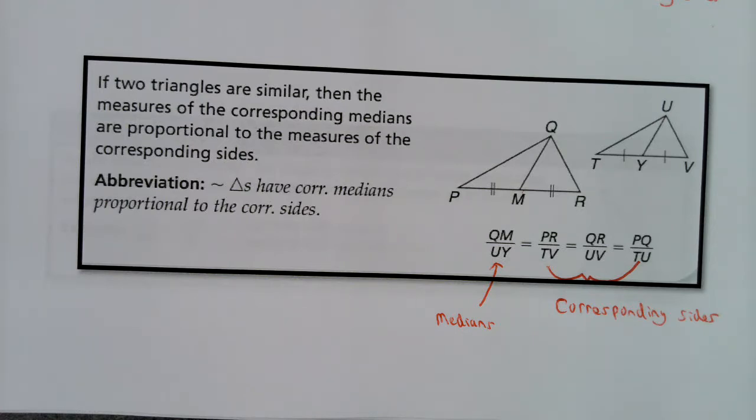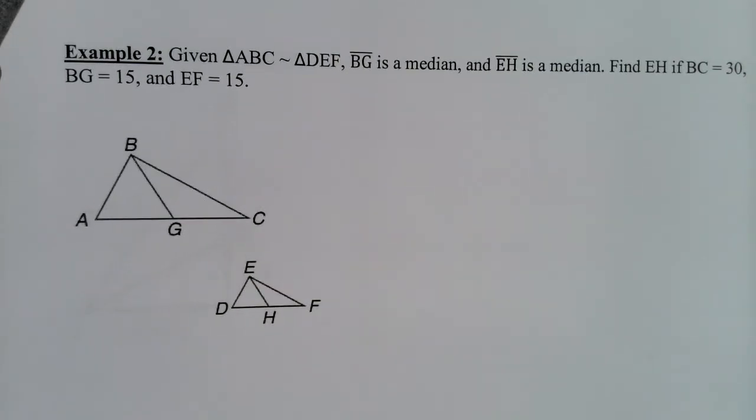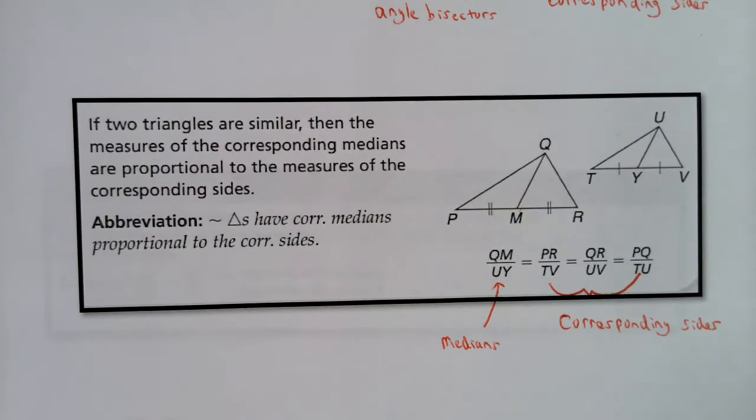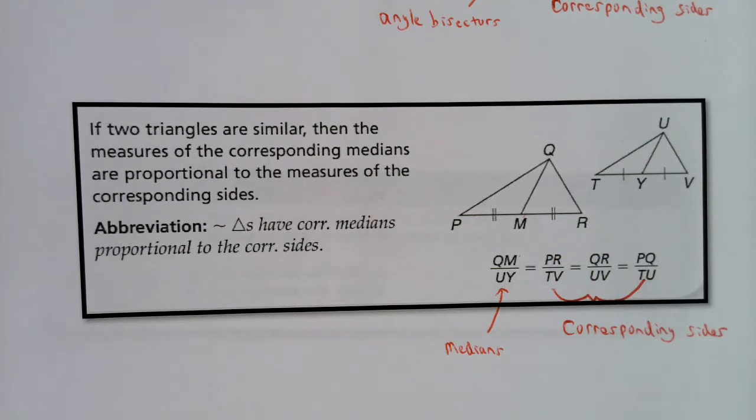Here we go. Example 2. Given that triangle ABC is similar to triangle DEF, okay, so you have to know they're similar. BG is a median, that's important. And EH is a median, that's important, okay? So we're basically going to be using this third one on the previous page. We're going to be writing a proportion. We're going to put the median over the other median equals one side over its corresponding side.